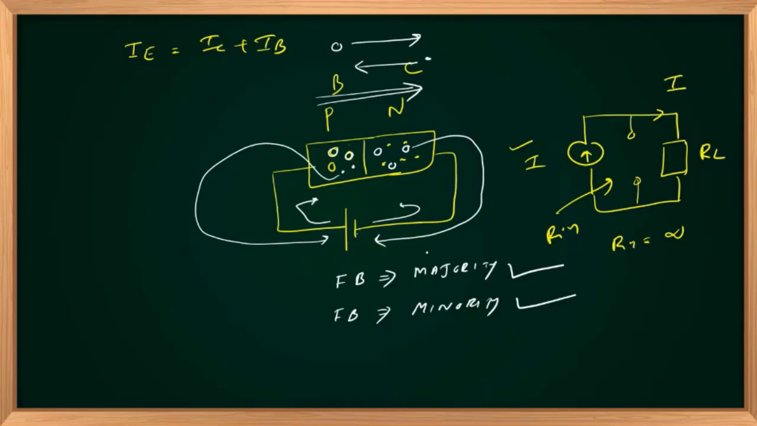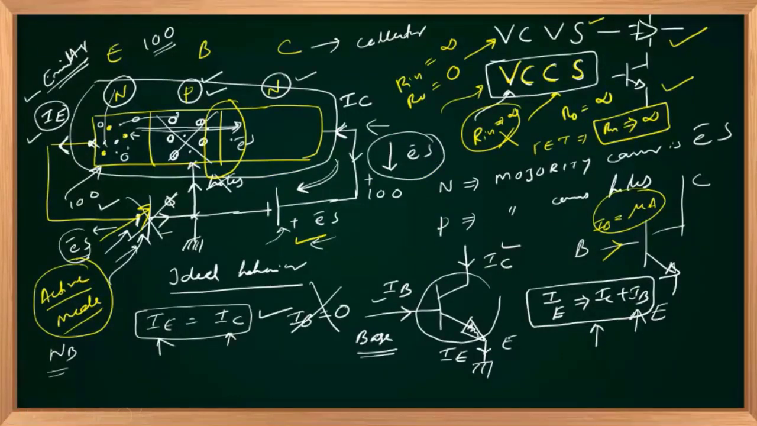So majority carriers easily cross the junction when it is forward biased, whereas minority carriers are not crossing the junction. They are blocked by the electric field induced in the junction, or in a general way the minority carriers are not allowed to cross the junction when it is forward biased. Is it clear? Right. Keeping this point in mind, if base collector junction was forward biased, right? If it was in forward biased mode, actually it is reverse biased active mode.